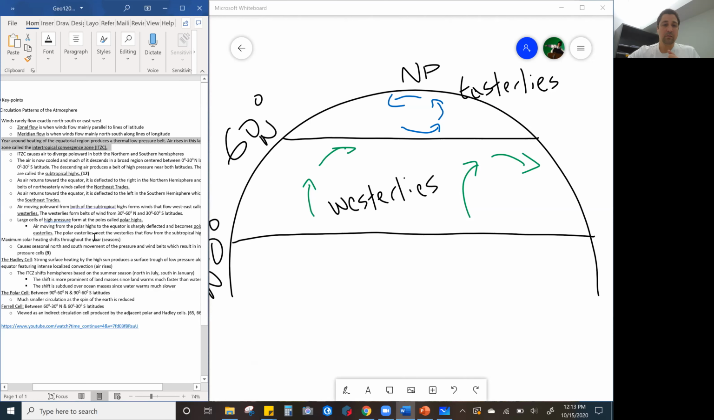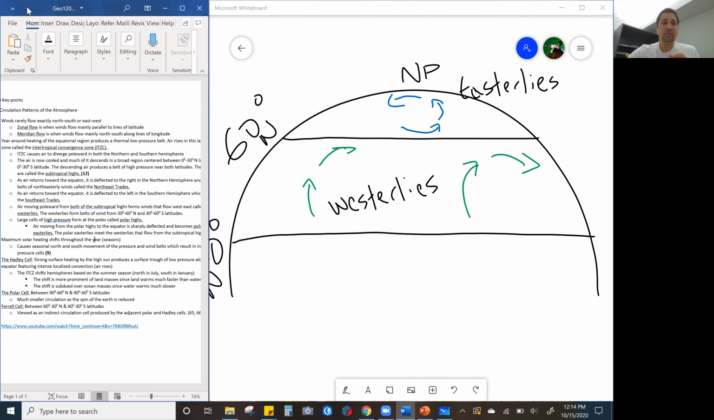Let's see. The polar easterlies meet the westerlies. So essentially what we have here, easterlies from 60 to the North Pole. You basically consider this the poles. The air is flowing more easterly. And so the easterlies and the westerlies meet, and we just kind of have this never-ending cycle of air circulation and flow, okay? And so that's really what I wanted to kind of get across to you guys.